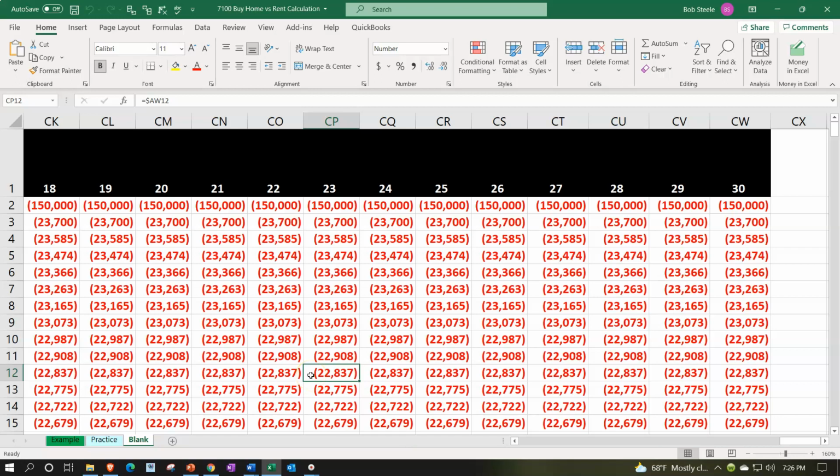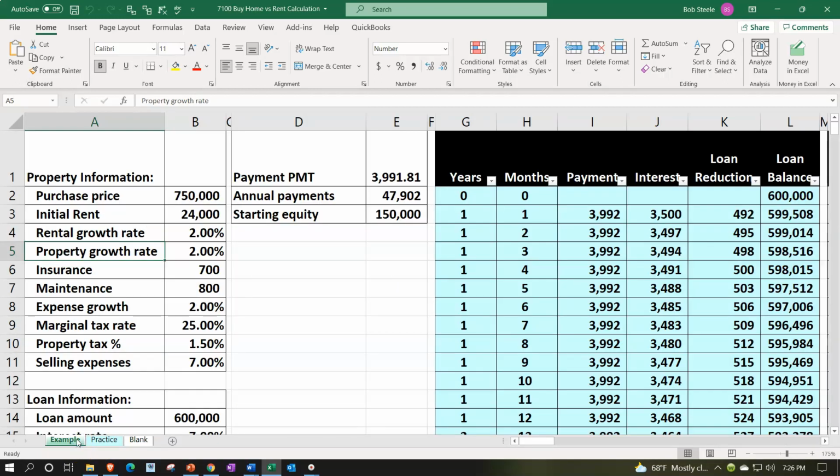If you have access to the Excel worksheet and would like to follow along, we have 3 tabs down below: example, practice, and blank. Let's take a look at them now, starting with the example tab, in essence being an answer key. On the left-hand side, we have our information and assumptions that we would be using to make our purchase versus rent calculations on the right.